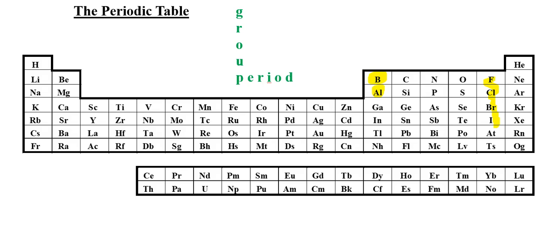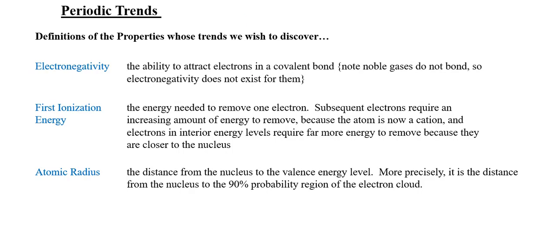If you know a compound that, say, fluorine makes, you can kind of get an idea what chlorine or bromide or iodide is going to do based upon fluorine. This is how we create theories and patterns in chemistry so we can do chemistry. So let's look at just a couple properties and see how they relate to the periodic table. The properties we're going to look at are electronegativity, ionization energy, and atomic radius.